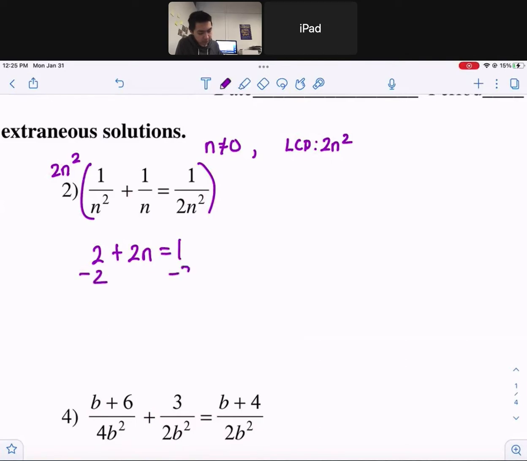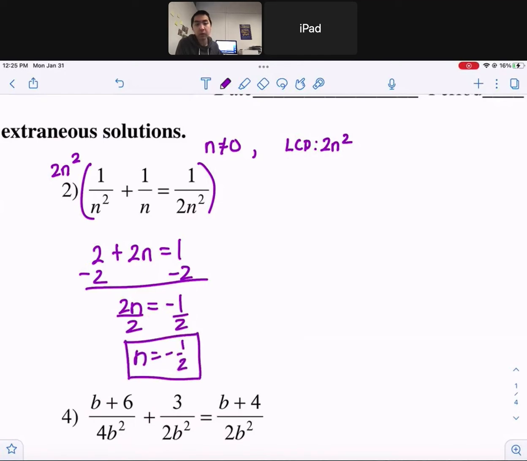And then you solve for n, so subtract 2 from both sides, and then divide both sides by 2. So n is equal to negative 1/2. And make sure it doesn't match up with that, because that's where you get extraneous solutions.